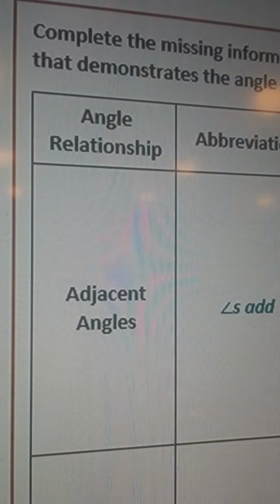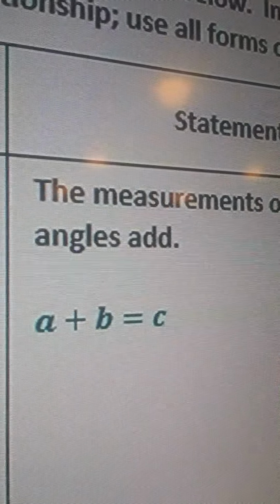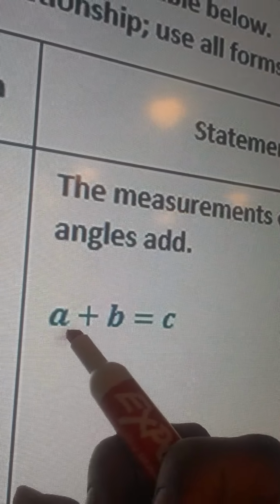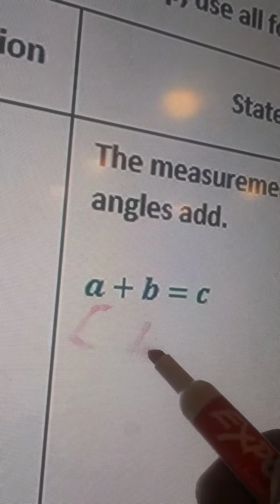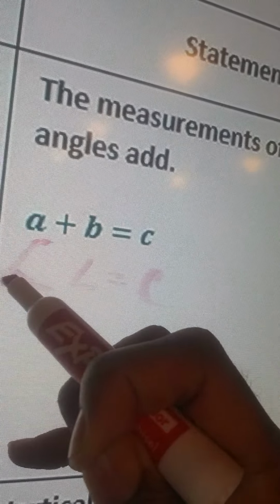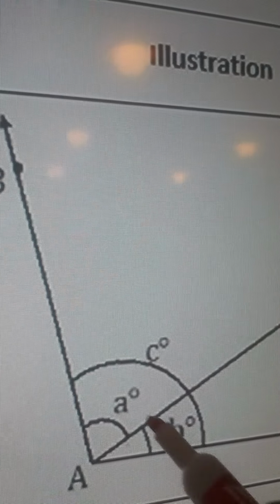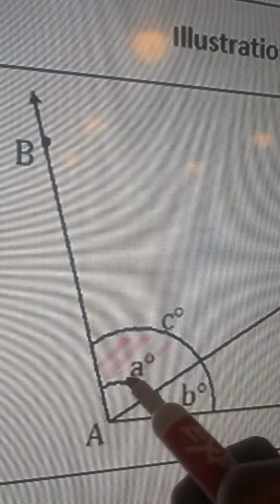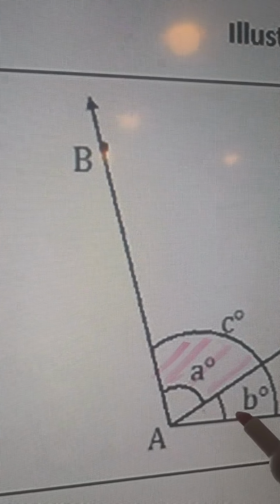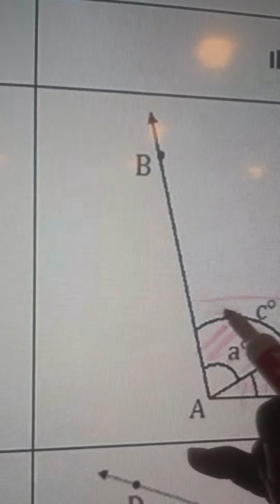Adjacent angles. Adjacent angles are merely angles that are side by side. Therefore, this angle is beside this angle, and it adds up to a greater angle C. So this is an angle. Sorry for the writing. It's not so easy to hold. And here, this is demonstrated. Angle A, this area, plus angle B, this area, gives us angle C, this entire area.